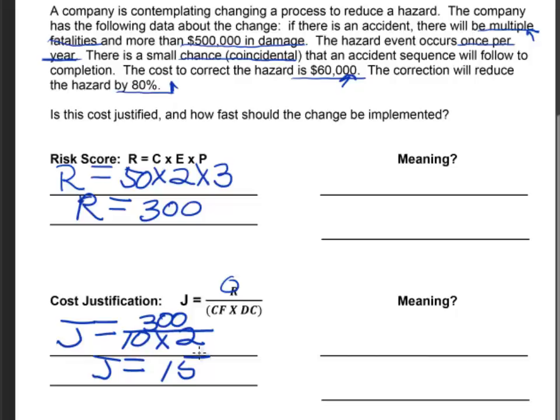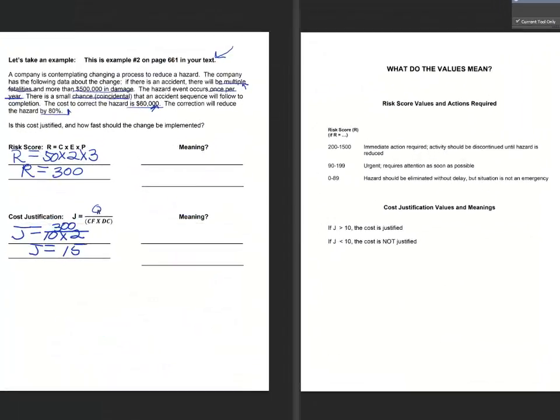All right, now we've done our calculations. They weren't too hard, were they? Now, the next thing we need to do is find out what they mean. So we're going to go on to that right now. All right, now remember we asked 2 questions. One is, is the hazard worth fixing in terms of what kind of damage it could do? And the second one is, how fast should we act? So let's look at the meaning of our risk score. And our risk score is 300 here.